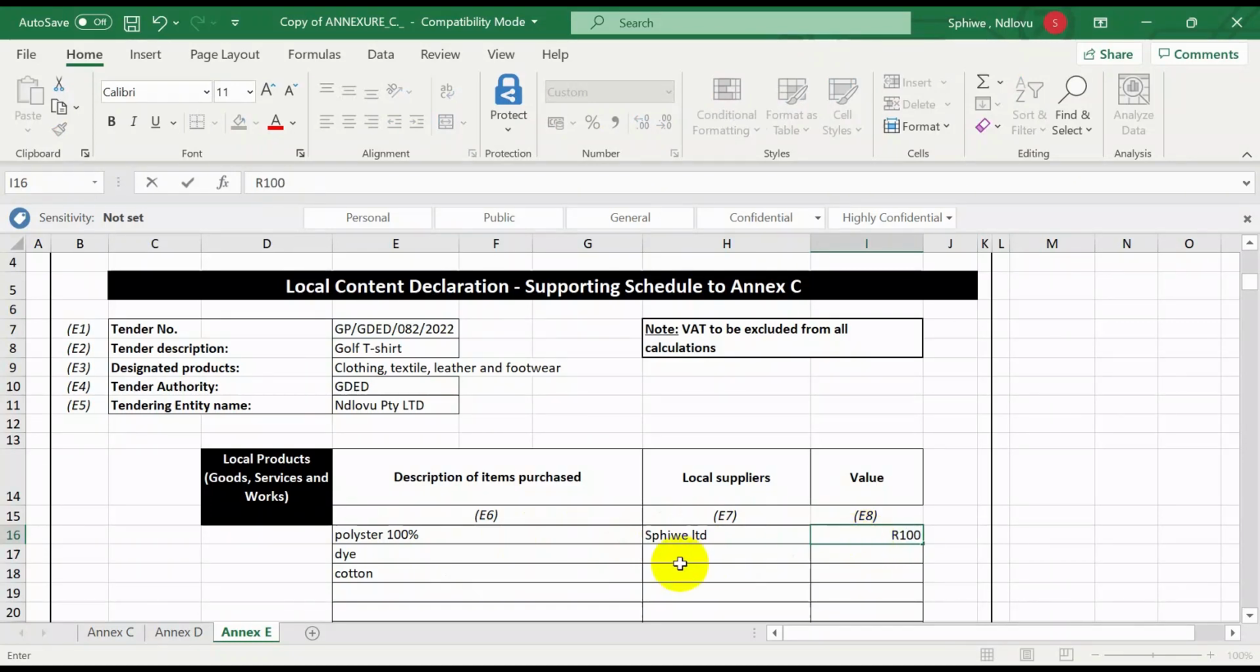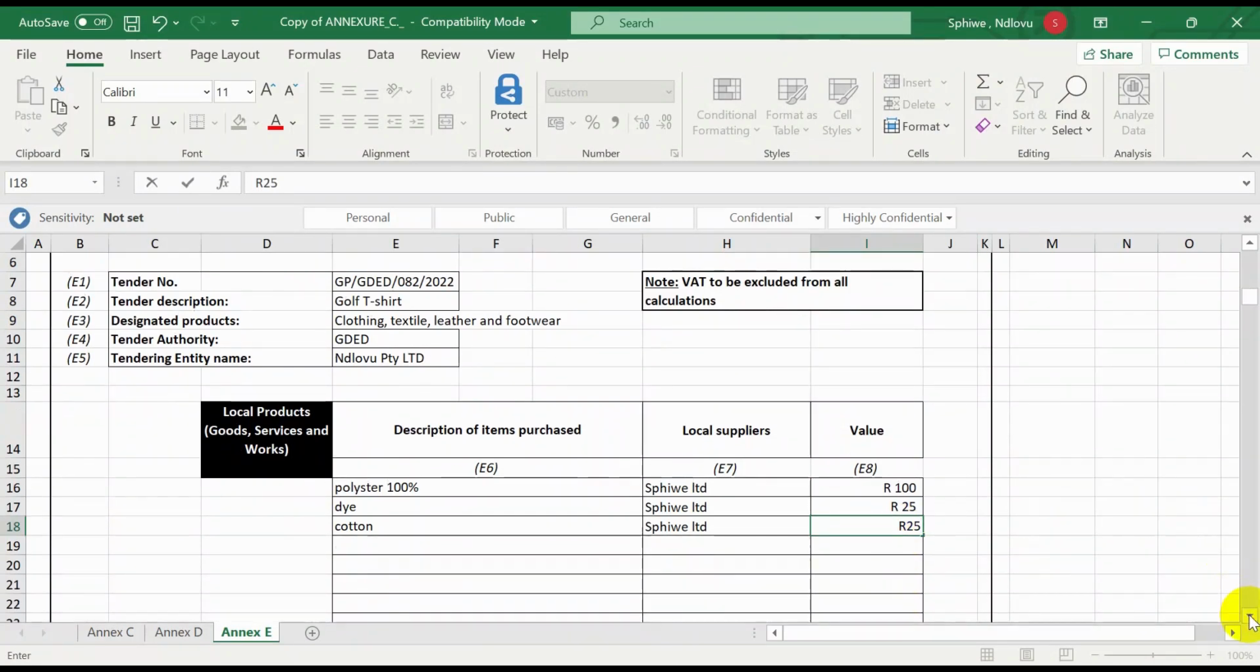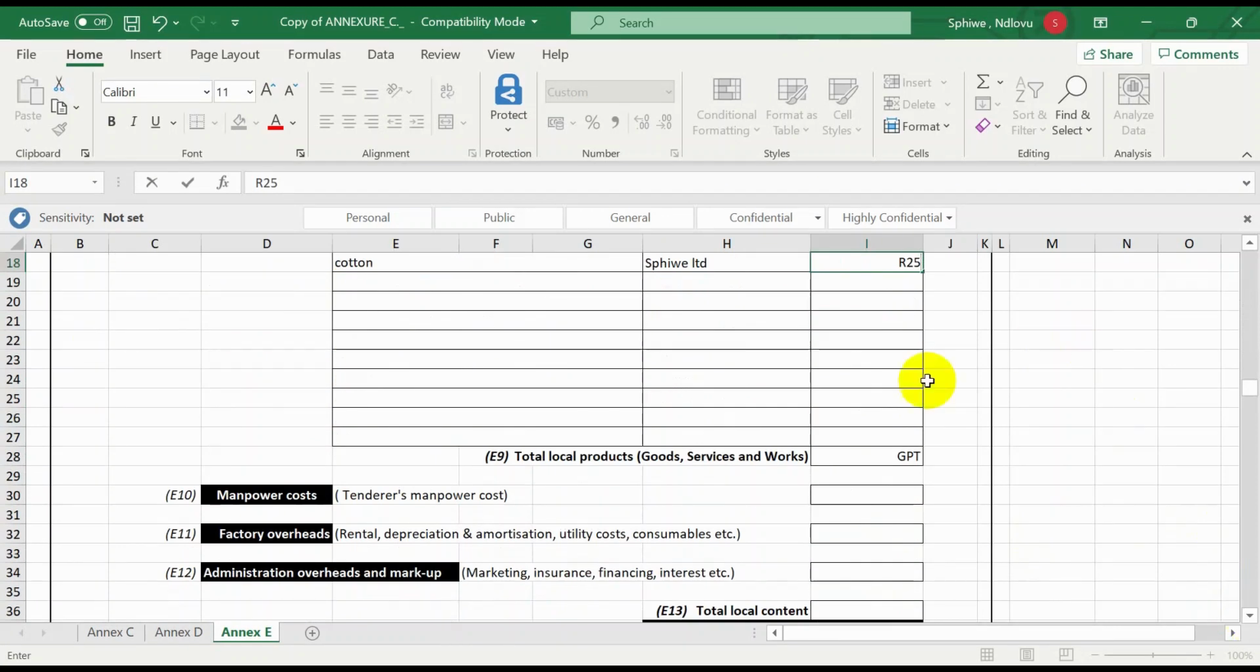These are just examples. The dye that I'm going to be using, I'm also getting from Spiwe. It might be from the same supplier. Even the cotton and everything that goes with that, I'm going to get from the same supplier. So the dye, the milliliters or the liters that I'm going to need for this is going to cost me 25 rand, and the cotton itself is going to cost me 25 rand as well. So in terms of the material or the inputs, I already need 150 rand. So 150 rand is what we're going to put here as the total product.